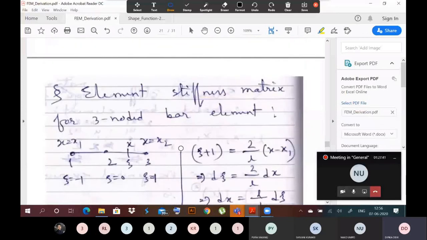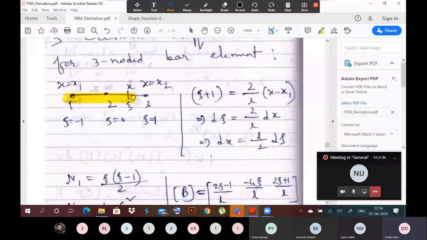So we have considered a 3-noded bar element here. At node 2, xi is equal to 0, it is at the center. At node 1, xi is equal to -1. At node 3, xi is equal to +1. And we have selected any point here where the coordinate is xi or x. But we are not going to use this Cartesian coordinate. We will use this natural coordinate.